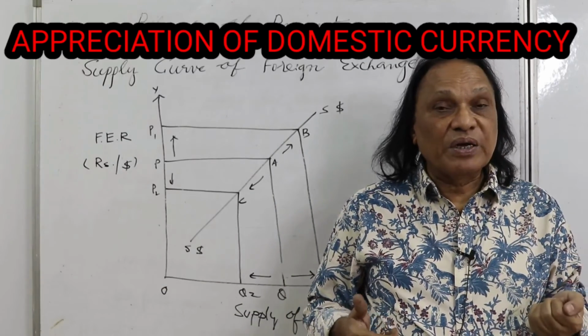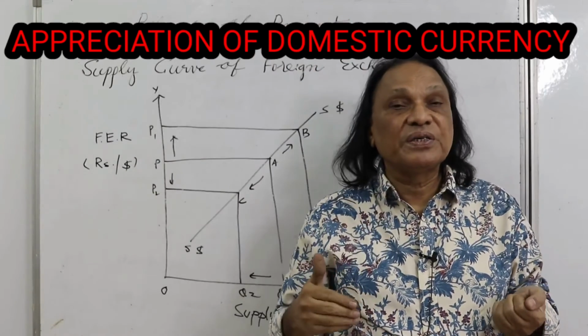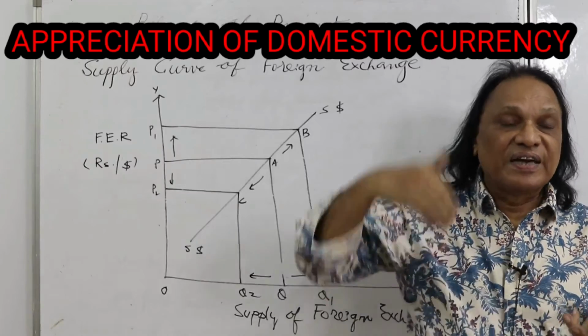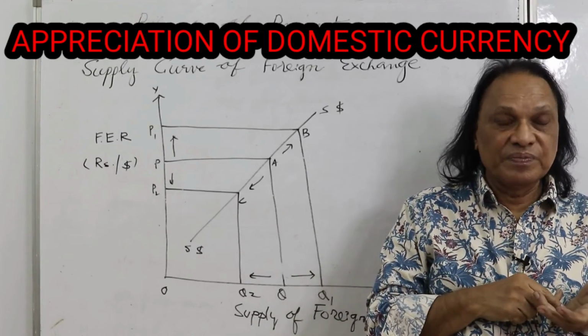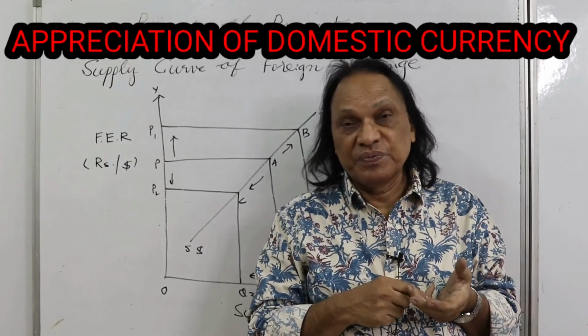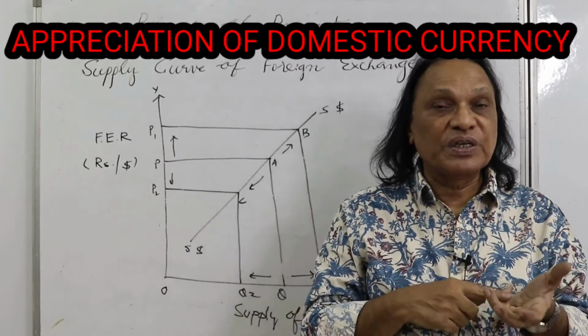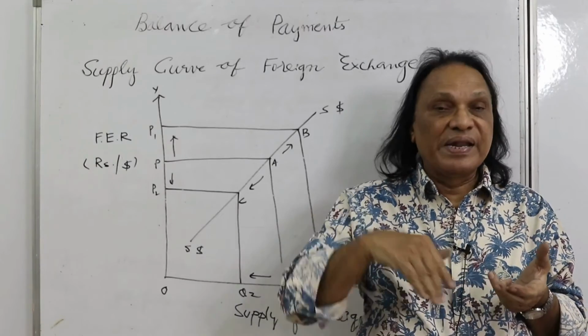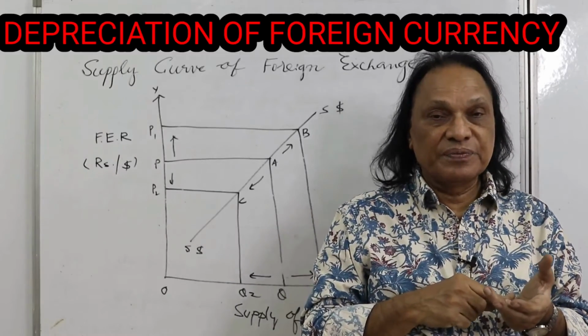Imagine the dollar price has come down from rupees 70 to rupees 10. That means our currency has appreciated and their currency has depreciated. For foreigners, our goods look pretty expensive. So what happens to exports? They'll come down. When our exports come down, obviously there will be less foreign exchange inside the country.